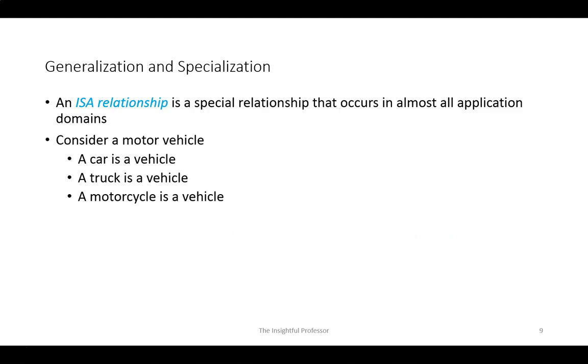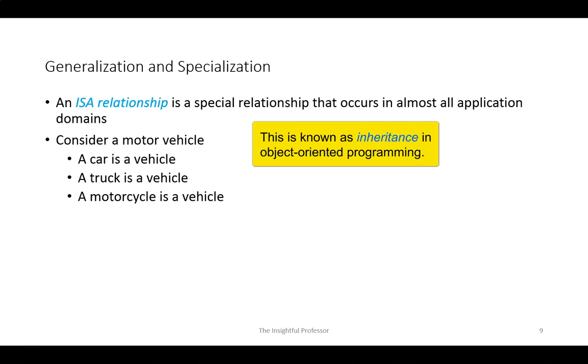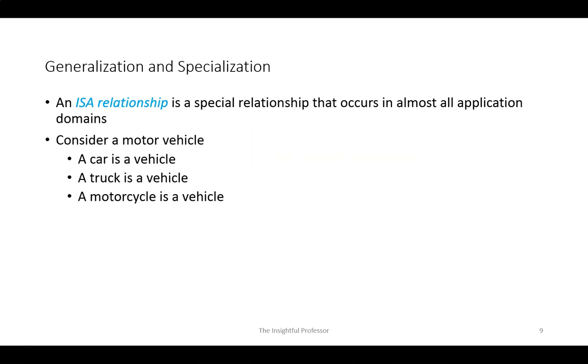Another important semantic issue is the notion of generalization and specialization. If you're familiar with object-oriented programming, you know this concept by the term inheritance. Here we're referring to it as an is-a relationship. It's a special relationship that occurs in almost all application domains.